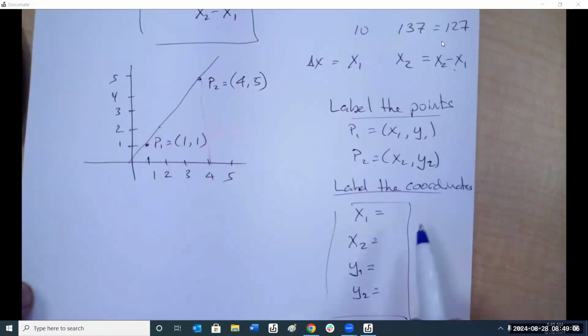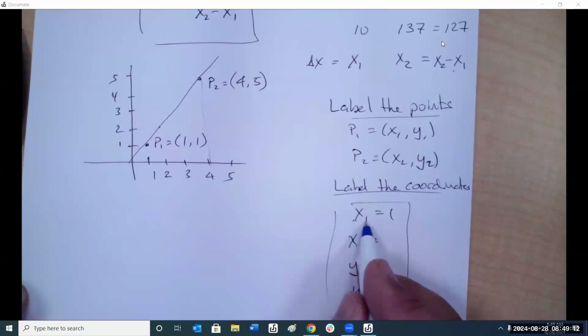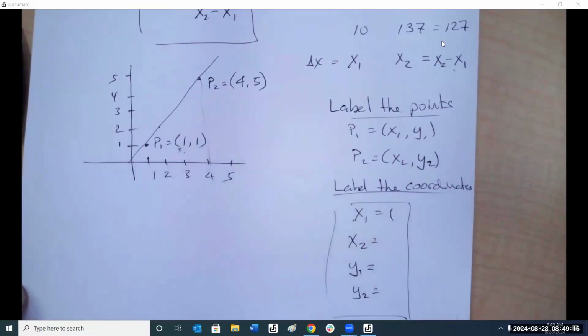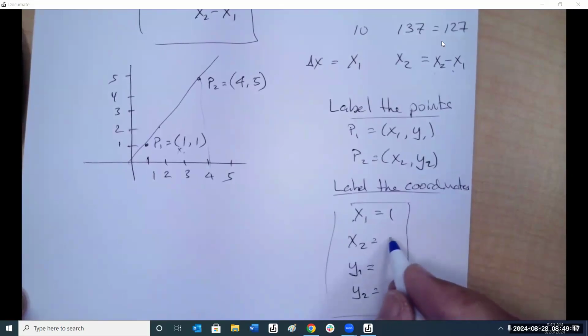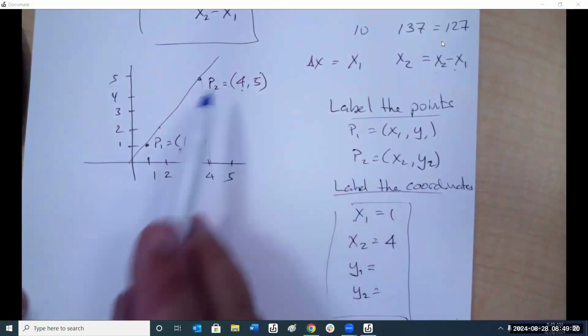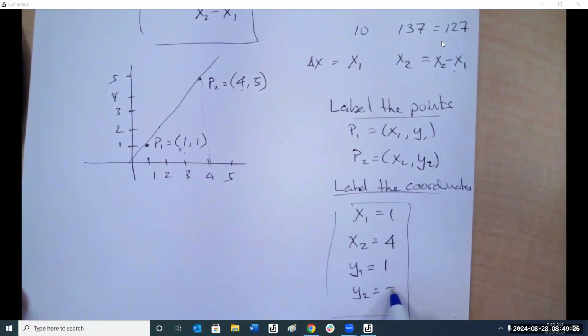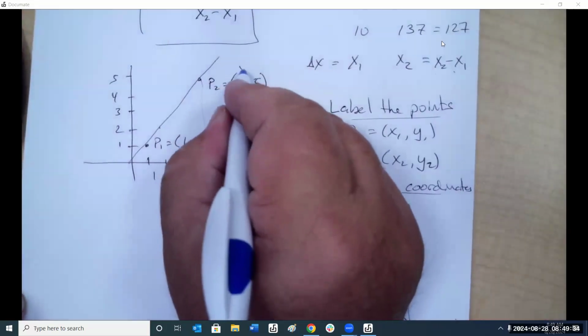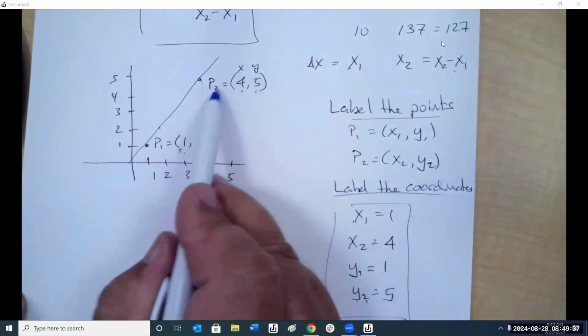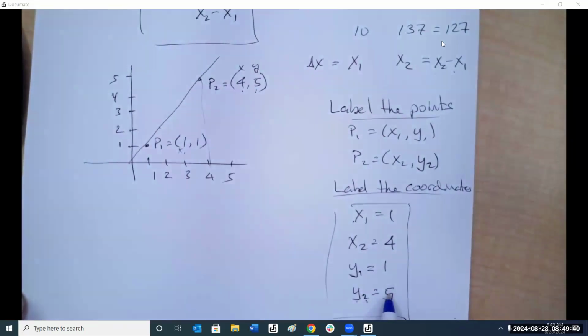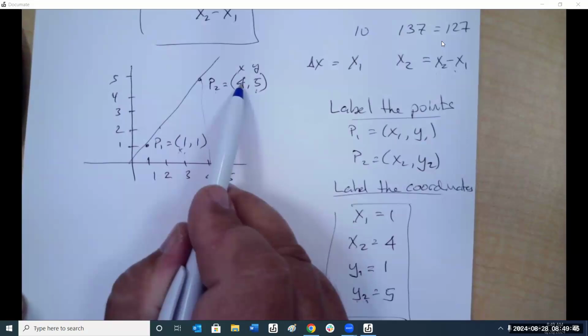So in our example, what is x1? Yeah, it's the x value of point 1. The x value of point 1 is 1. What's x2? 4. It's the x value of the second point. Y1 and y2. Again, these subscripts tell us what point it belongs to. So y2 is the y component. This is x and this is y. The y value of point 2 is 5. x2, the x value of point 2, is 4.